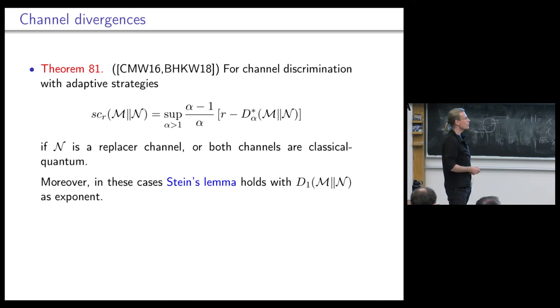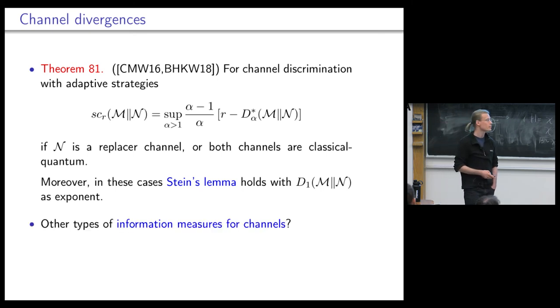But in general, you can use entanglement between the inputs, you can use adaptive strategies, you can use much more complex strategies than just feeding in independent inputs. And it turns out that in some particular situations, you can still determine the strong converse exponent, for instance. Namely, if the second channel is a replacer channel or both channels are classical quantum, then you get the same expression for the strong converse exponent, where here, instead of the divergence of the states, you have the divergence of the channels. So this is completely analogous to state discrimination.